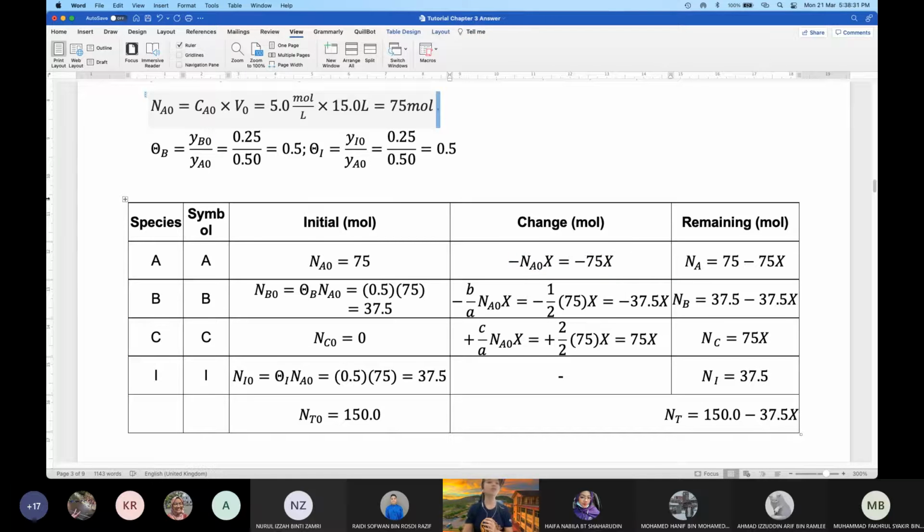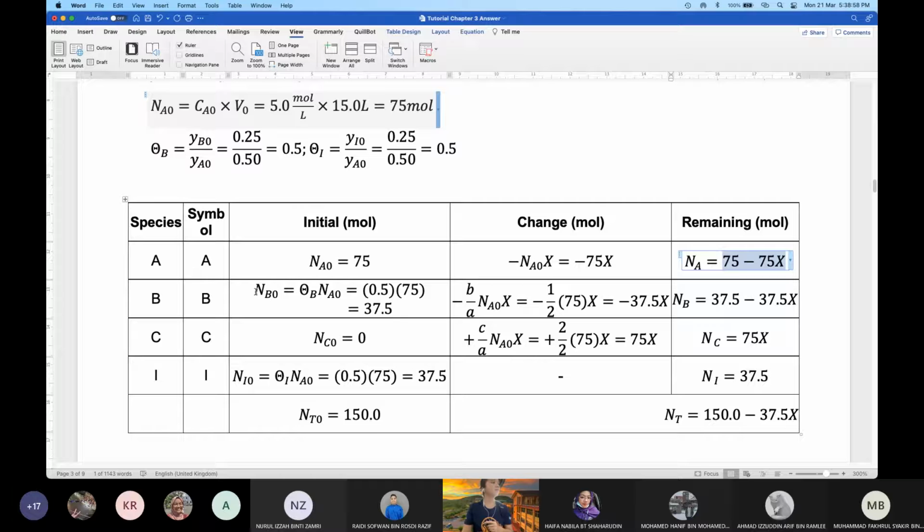Done. Okay, so then go to your remaining. So if your initial is Na0, your remaining is Na. Senang je. Itu beza dia. Initial is Na0. Remaining is Na. So Na equals to, you just copy your initial 75. You combine with your change minus 75x. You get 75 minus 75x. Done. Okay, done.